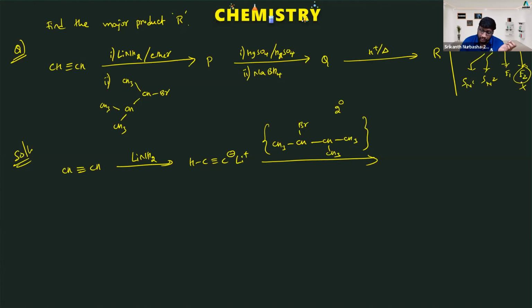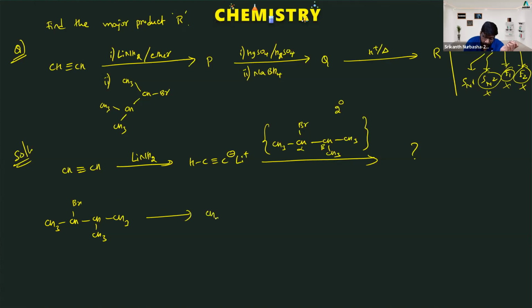SN2, I can eliminate because with respect to the alpha carbon, on the beta carbon we have branching, so that is why I have eliminated SN2. E1, I can eliminate because the temperature condition is not mentioned. So logically I have to proceed with only SN1. I cannot do SN2, I cannot do E1, I cannot do E2. So only SN1.